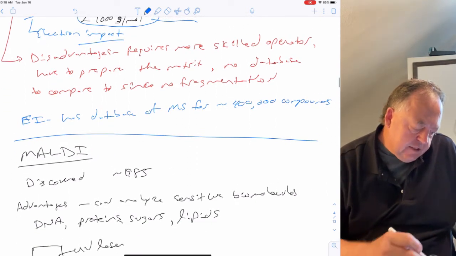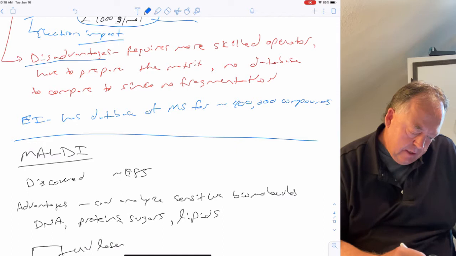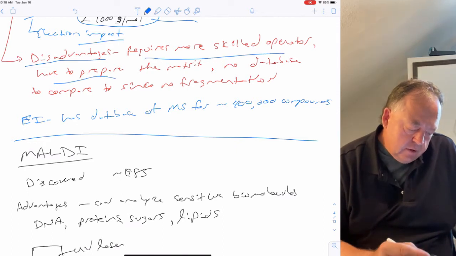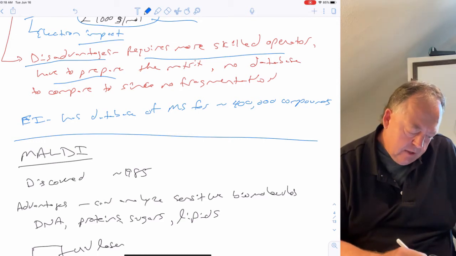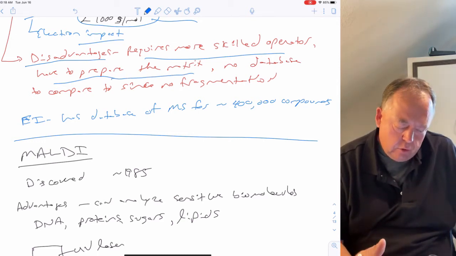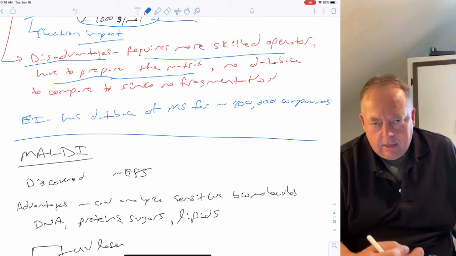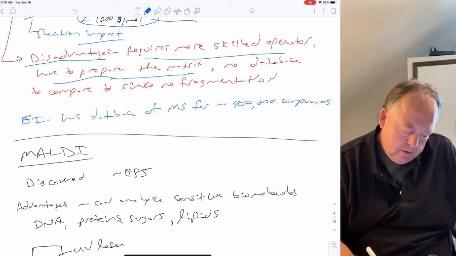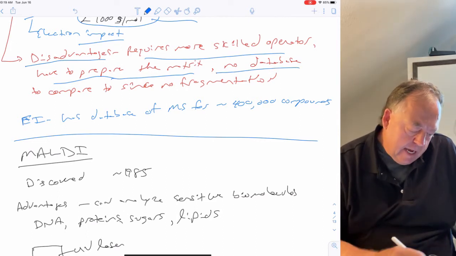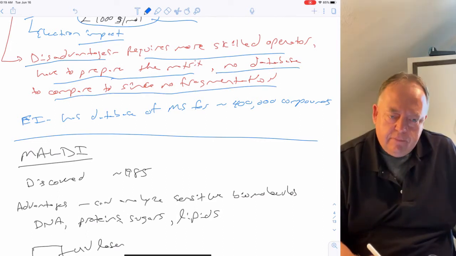So the disadvantages to FAB: it requires a more skilled operator to run the instrument and to do that type of experiment. And you have to prepare the matrix, and again you lose some sample because not all of your molecules desorb from the matrix and make their way into the instrument. And there's no database to compare to since there's no fragmentation.